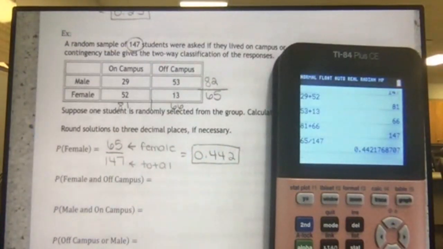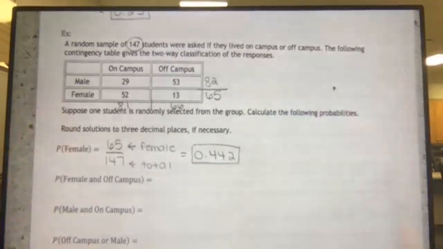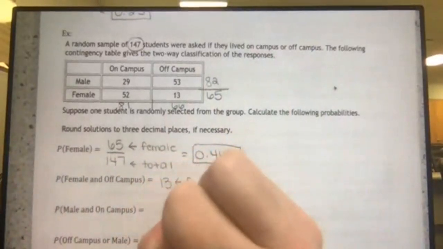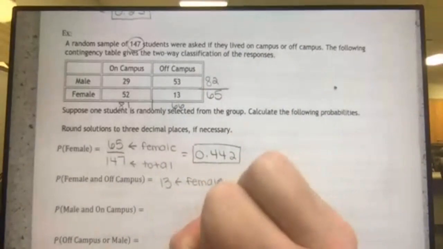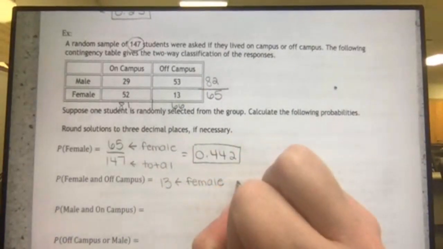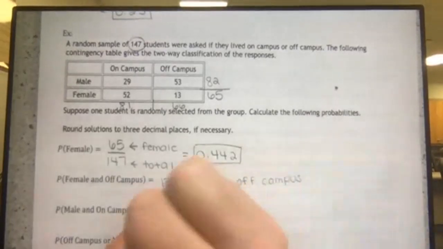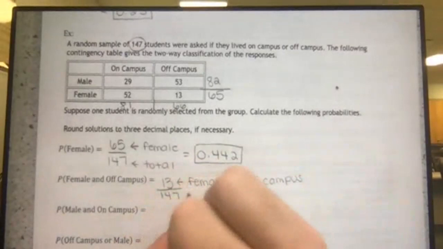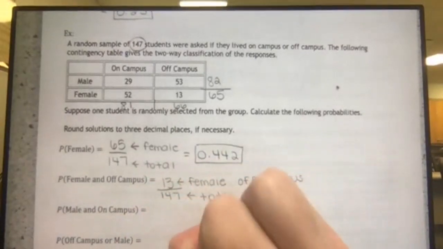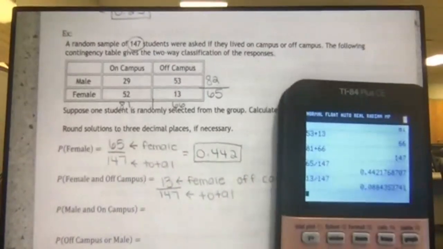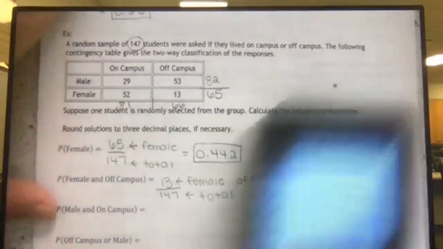Next is female and off campus. Notice there's no given here, just female and off campus. How many females live off campus? 13. So 13 female off campus, out of how many people total? That 147, just total. There's no given here, so it means out of our total. So 13 out of 147 would give us 0.0884, so 0.088.